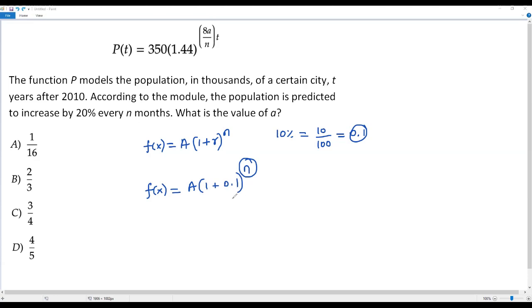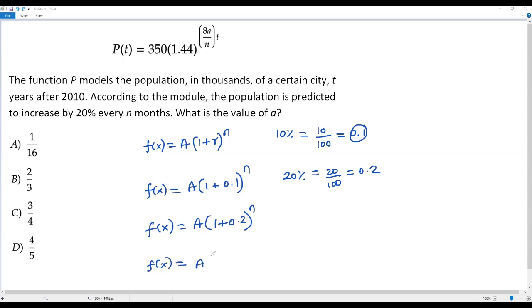In the same scenario, in case the growth rate is different, for example 20%, it will be written as 20 over 100. When I convert this to decimal form, it will be 0.2. Then the same function becomes f of x equals A times (1 + 0.2) to the power of n. If the growth rate is 30%, then the function becomes (1 + 0.3) to the power of n. So the value we have in place of r decides the growth rate. If I have 0.1, that is a 10% growth rate. If I have 0.2, that is 20%. If I have 0.3, that is 30%.